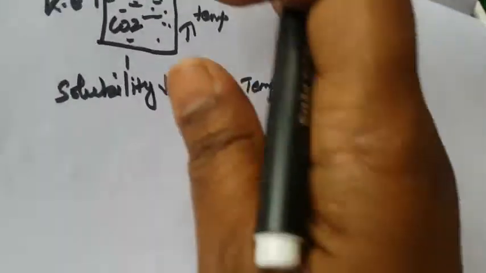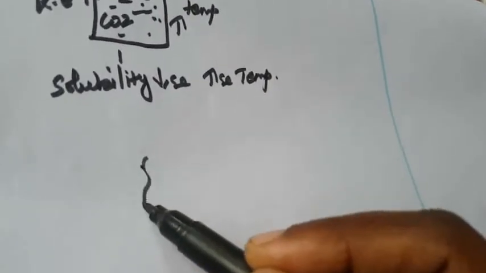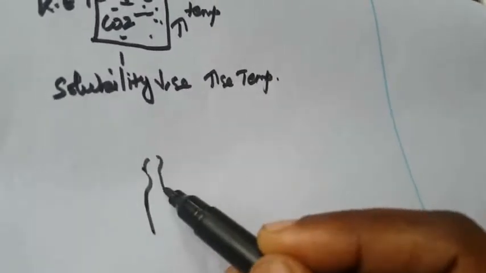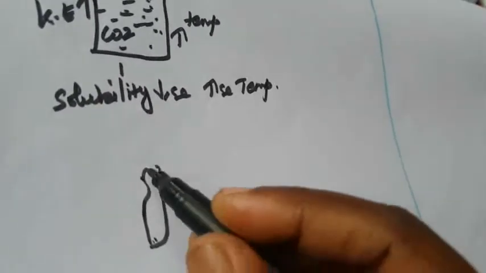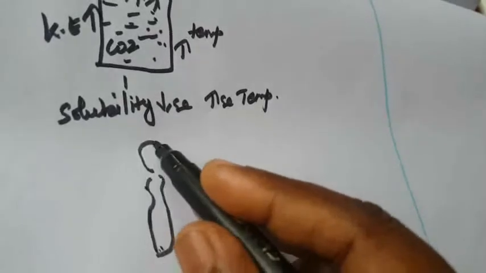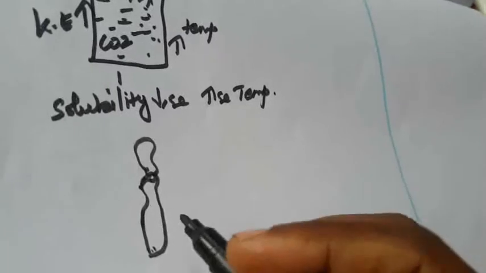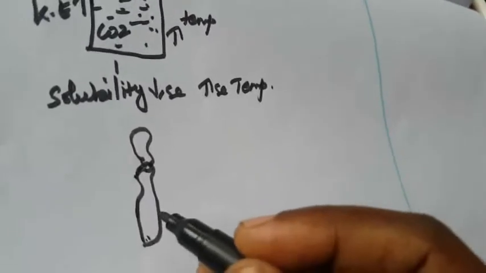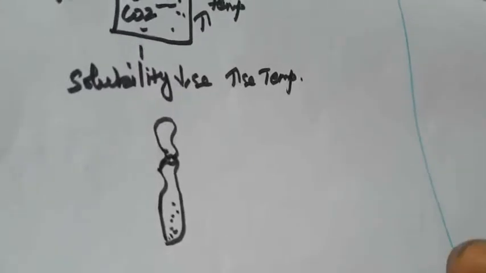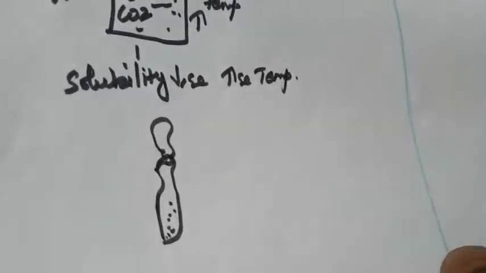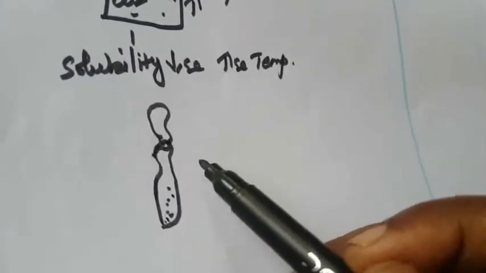Now they are taking one soda bottle. This is the soda bottle. They put one balloon on it. What will happen? The balloon will inflate with the release of carbon dioxide from the soda. So when the soda is opened, what happens? Carbon dioxide gas comes out, and the balloon carries the carbon dioxide.